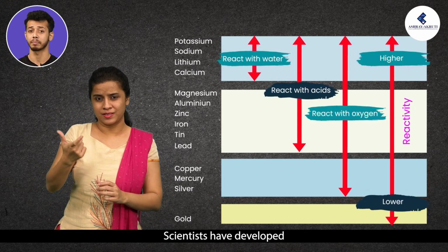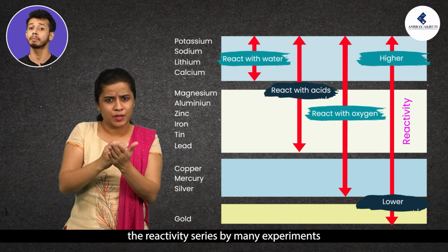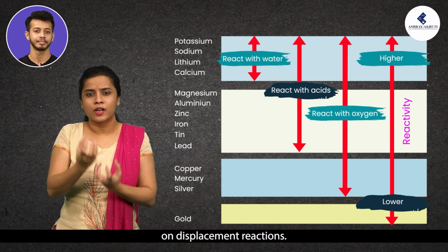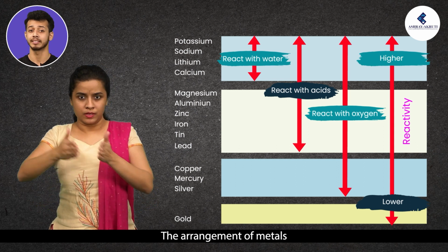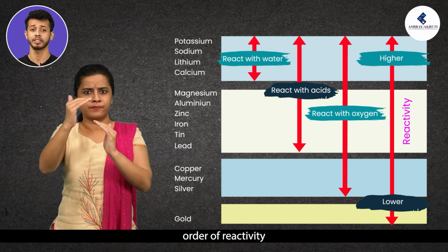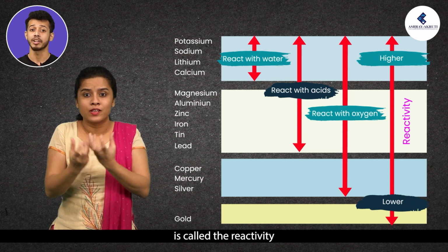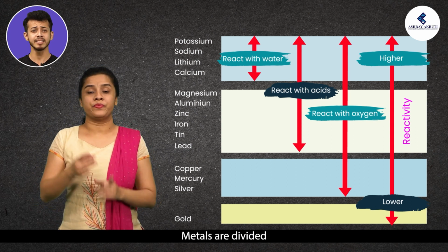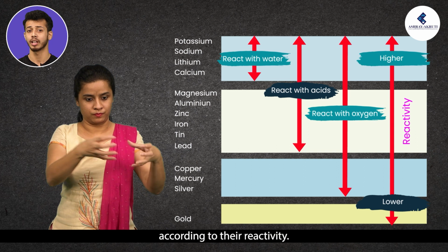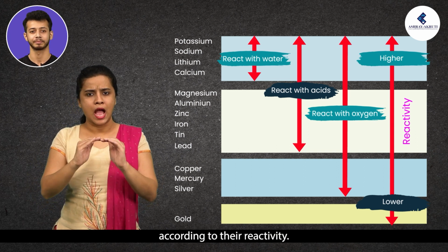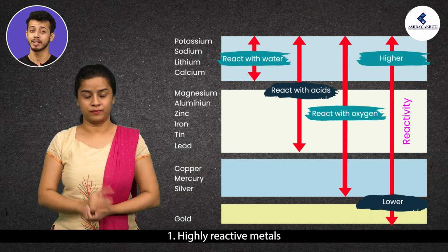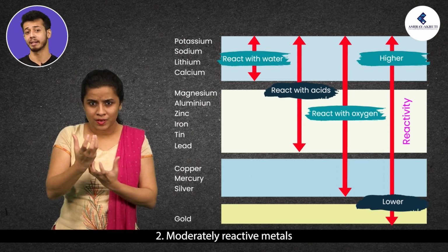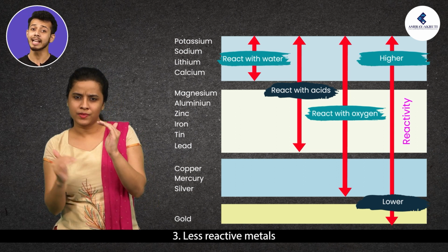Scientists have developed the reactivity series by many experiments on displacement reactions. The arrangement of metals in the increasing or decreasing order of reactivity is called the reactivity series of metals. Metals are divided into the following groups according to their reactivity. Point number 1, highly reactive metals. Point number 2, moderately reactive metals. Point number 3, less reactive metals.